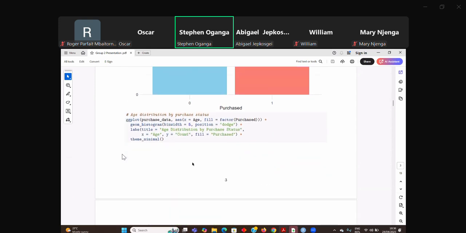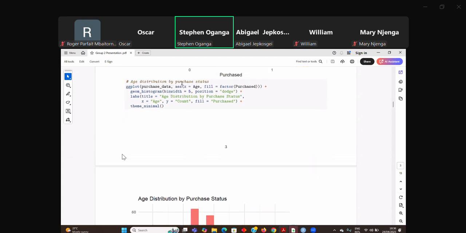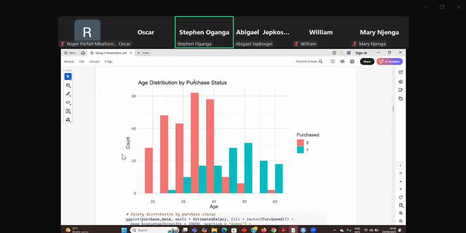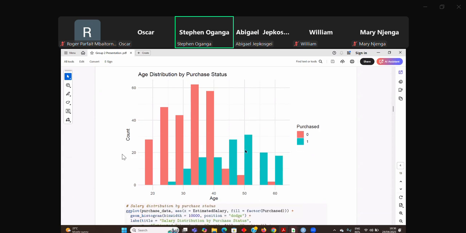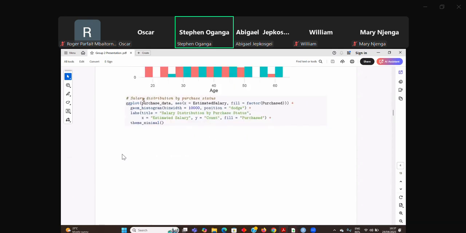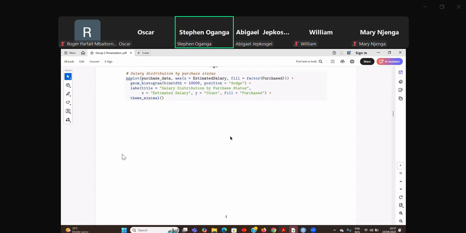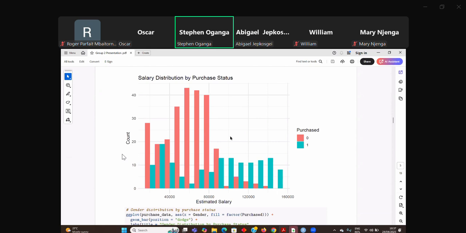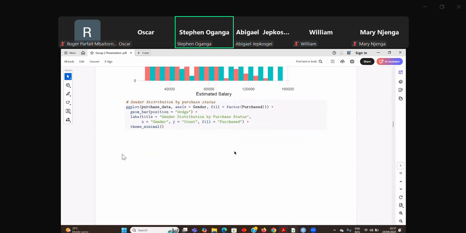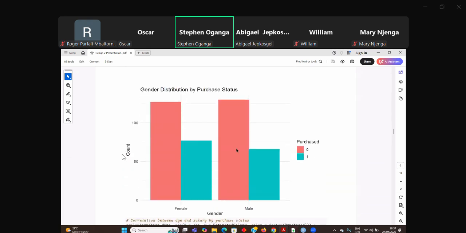And then we also had a presentation on age distribution by purchase status. This is the code that we used, and this is the graph that was given. So this is for age distribution by purchase status. These are the counts, and these are the ages. And this is the key that shows the distribution. And we also have a graph showing the salary distribution by purchase status. And this is how it looks like. And we also have gender distribution by purchase status. And this is how it looks like.